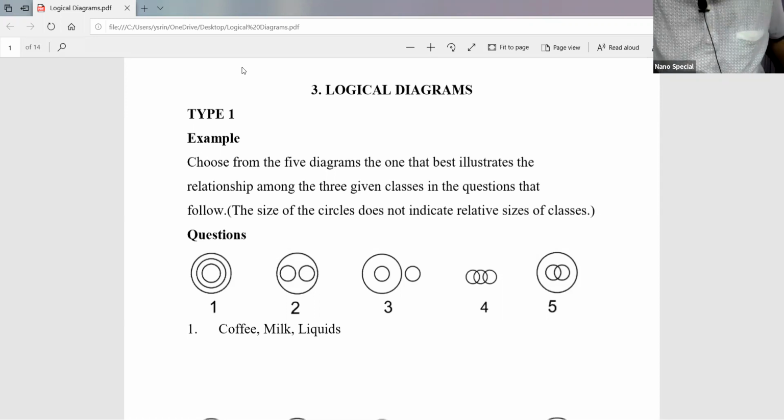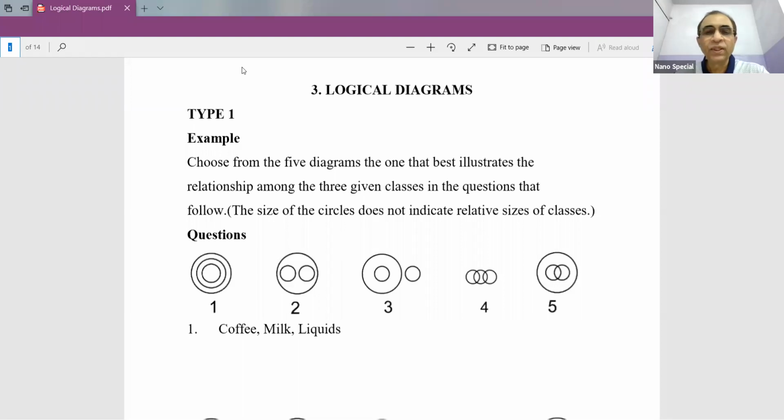The relationship among the items that are mentioned there: coffee, milk, and liquids. So which figure gives the best kind of representation to the items mentioned here? What are the items mentioned here? Items mentioned are coffee, milk, and liquids.